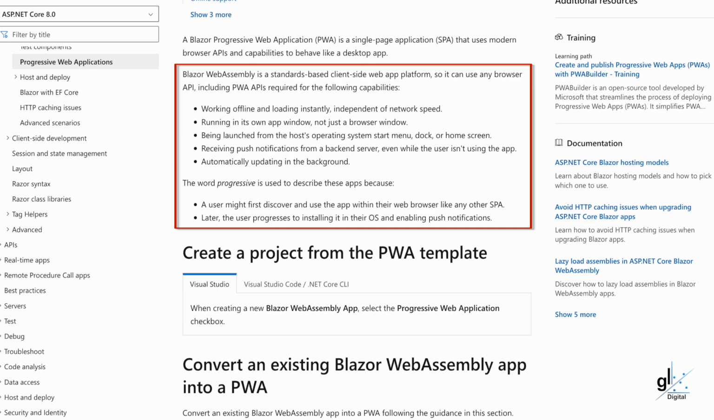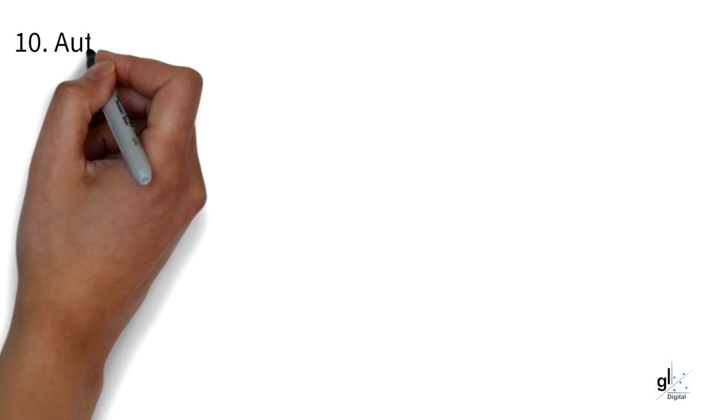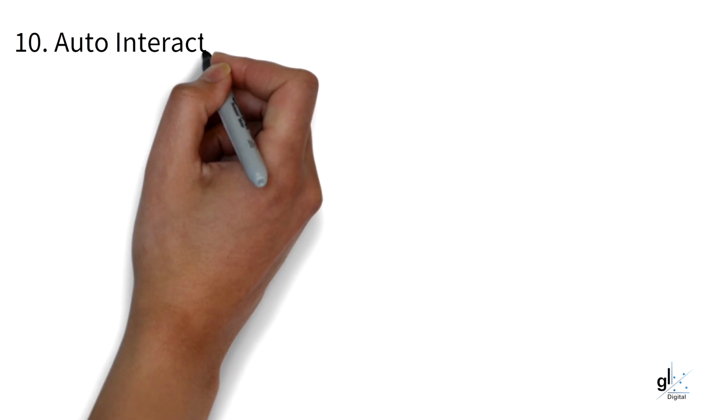The word progressive is used to describe these apps because a user might first discover the use of the app within their web browser like any other SPA. Later, the user progresses to installing it in their OS and enabling push notifications. So this is a very powerful and simple feature that you can leverage for your Blazor WebAssembly applications. Number 10, Auto Interactive Render Mode.